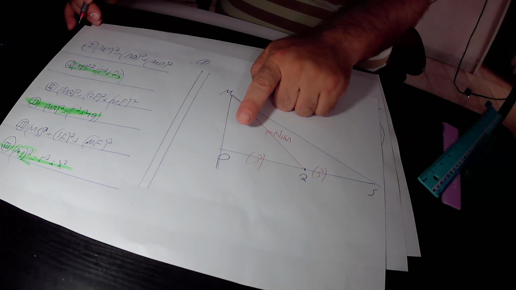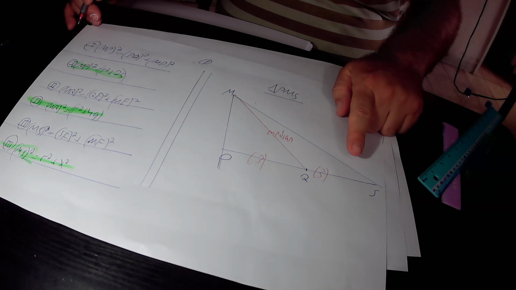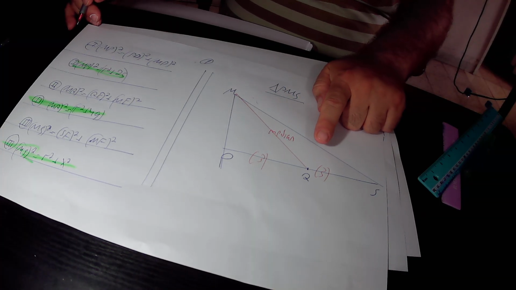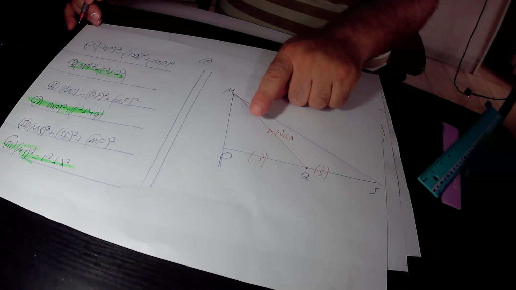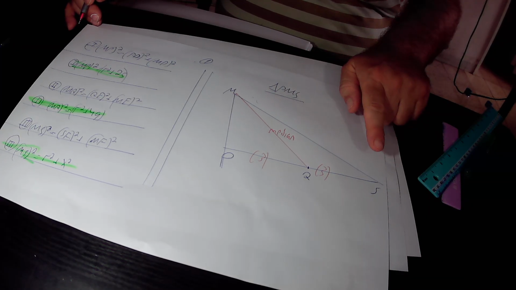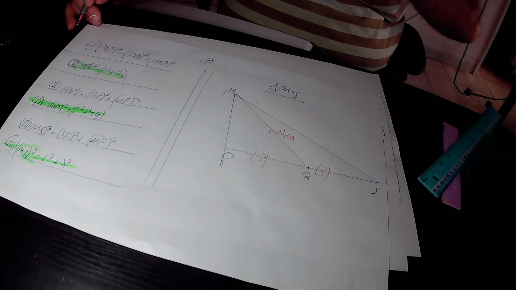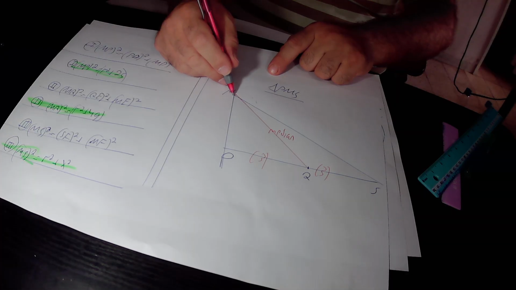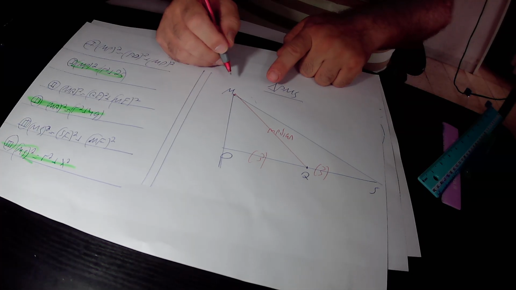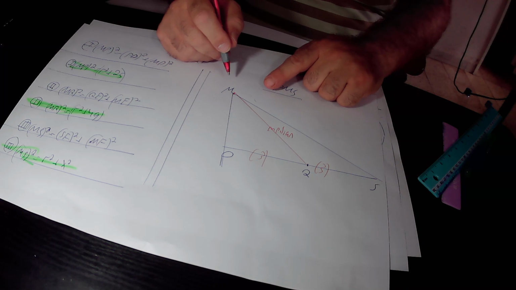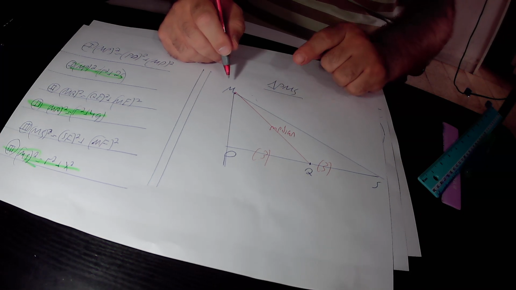In total, PS equals 3 plus 3, that is 6. So the median MQ bisects side PS into two halves. The first half is PQ, that is equal to 3 units in its length, and the second half is QS, that is also equal to 3 units in its length. But what is the length of the median MQ? Actually, we have a special formula for the length of the median of a triangle.